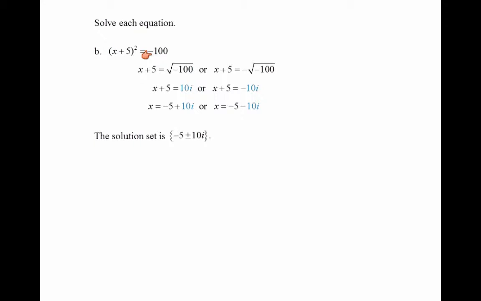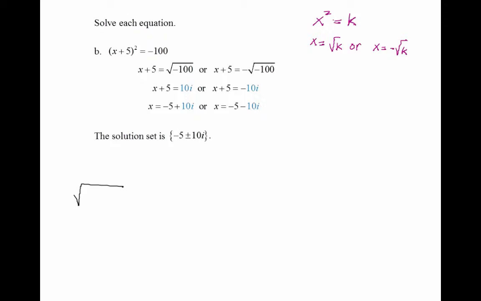Solve (x plus 5) squared is equal to minus 100. We're going to use the square root property. If x squared is equal to k, x would be equal to square root of k, or x would be equal to minus square root of k. So in this case, my x is x plus 5. So x plus 5 is equal to square root of minus 100, or x plus 5 is equal to minus square root of minus 100.